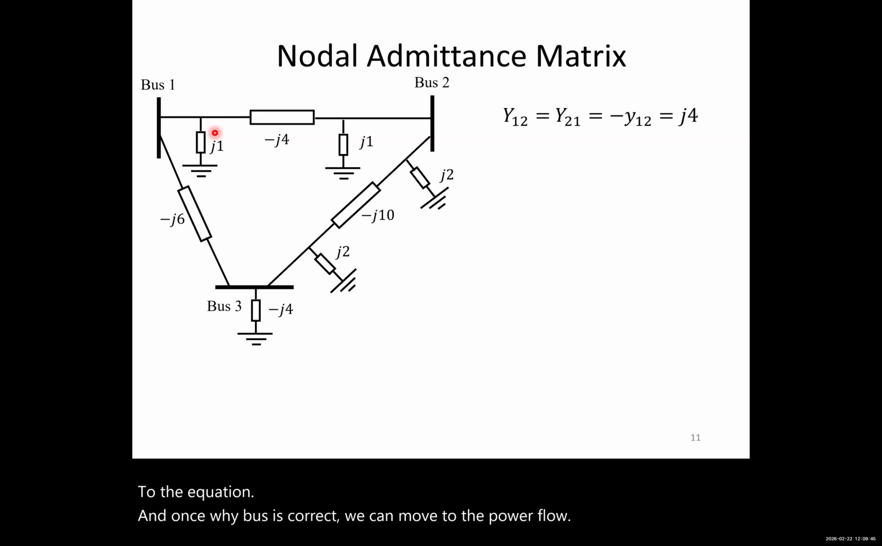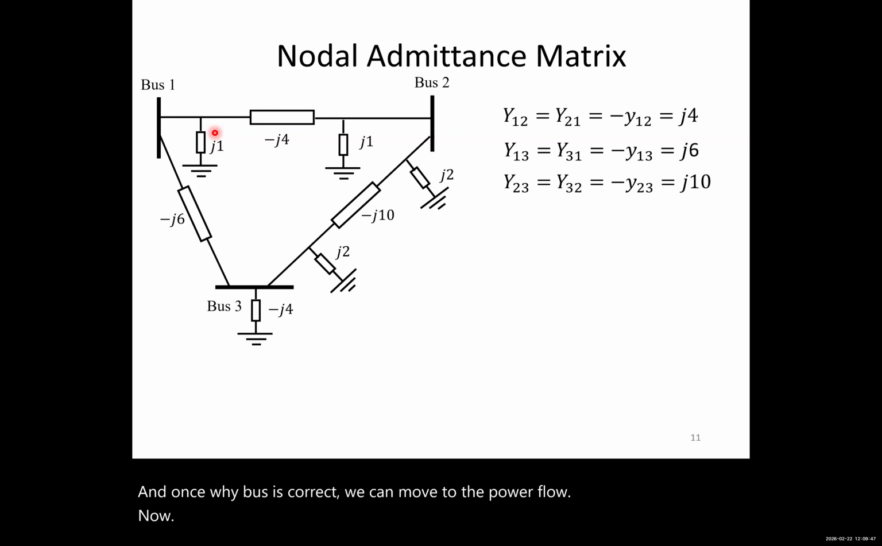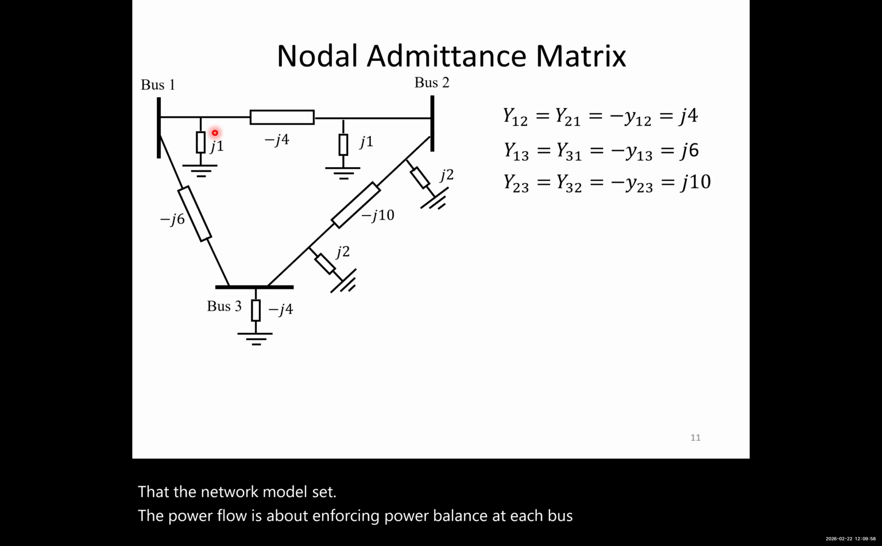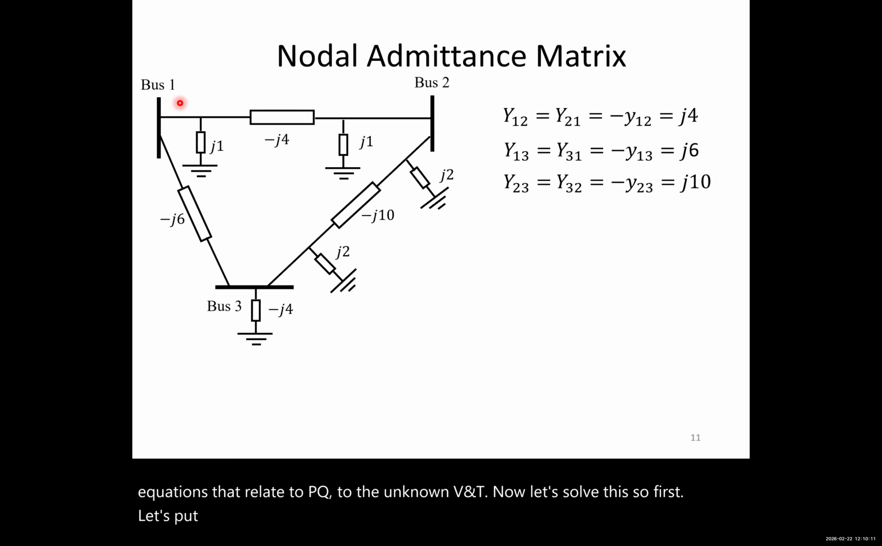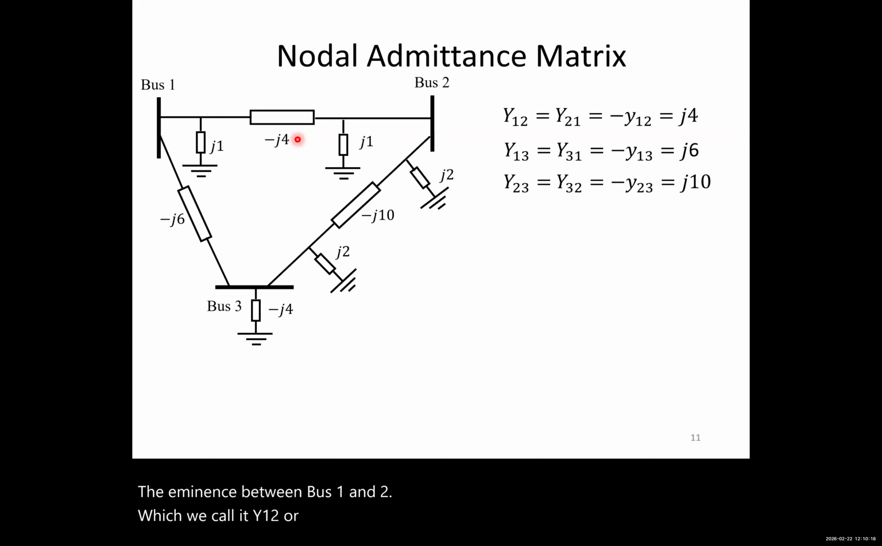Now that the network model is set, the power flow is about enforcing power balance at each bus, and we will write equations that relate P and Q to the unknown V and theta. Now let's solve this. So first, let's put in the numbers. The admittance between bus 1 and 2, which we call Y12 or Y21, both of them are equal, is going to be equal to negative y12.